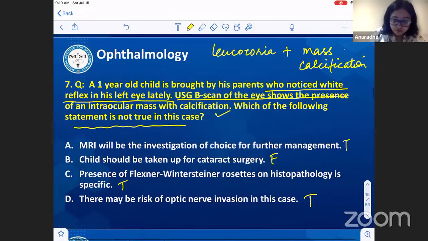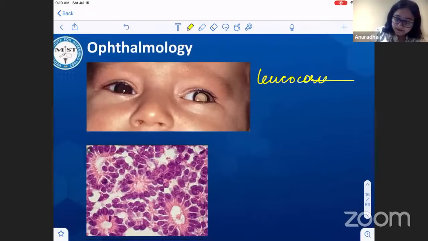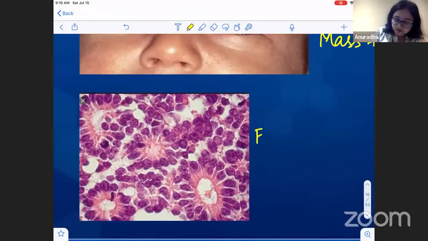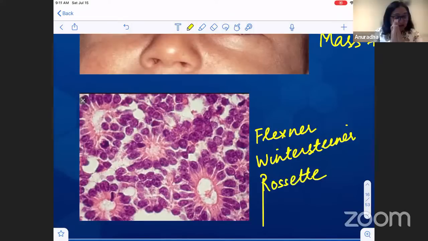Right? So again, my dear friends, please do expect a question from retinoblastoma. Here, classical signs: leukocoria, white reflex in the eye, but at the same time, you have to see the other causes of leukocoria also. It can be cataract, it can be old retinal detachment, multiple list is there. But if there is an intraocular mass with calcification, it is highly suggestive of retinoblastoma. And then the histopathological feature of presence of Flexner Wintersteiner rosette. Again, this slide can also come in your exam as an image question. Then you have to think of retinoblastoma. Okay, right?